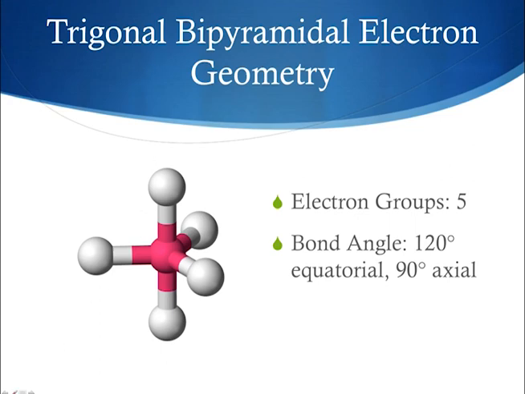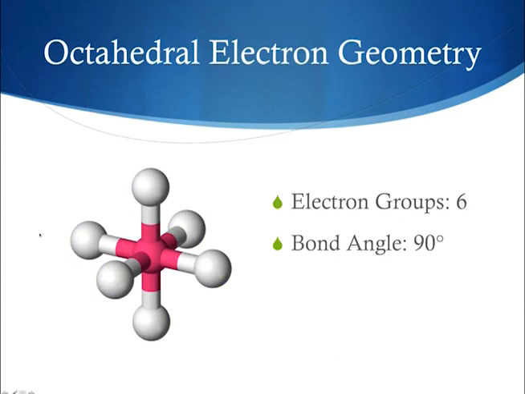Okay, now we have our trigonal bipyramidal electron geometry. And we can see that around the central atom we have 5 electron groups. Here, here, here, here, and one here. And here we have 2 different bond angles. We have the equatorial bond angle, which is here, and that's going to be 120 degrees, and then we have these, which are 90 degrees with the axis.